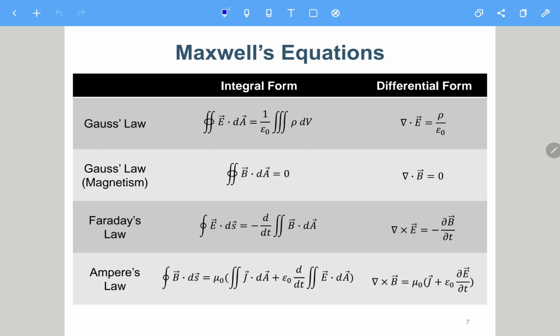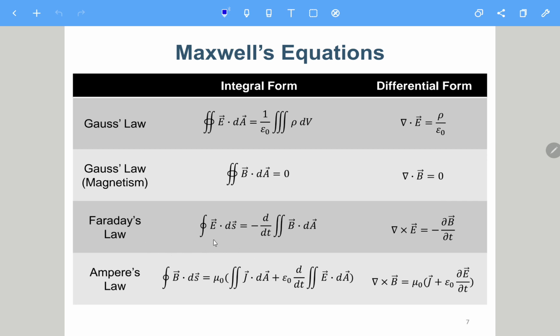So yeah, this is a summary. The left side is the integral form for the Gauss laws, Faraday's law and Ampere's law. It looks quite complicated, and this is the differential form. So you can see here E dot dA becomes the divergence of E, and then this surface integration becomes the divergence of B, and then on the right side, this one diminished, we only have rho over epsilon naught. Here we have 0 on the right side.